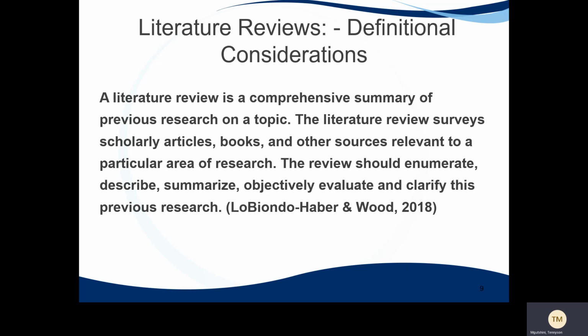Then the research should enumerate, describe, summarize, and objectively evaluate and clarify this previous research. So what we're basically saying is that in your study or in your review, you will give us a sense of the extent to which particular literature exists in relation to a topic. You will describe that literature, you will summarize it, and you will objectively critique each of the different sources of literature to get a sense of what the key arguments are, to get a sense of what has been said or not been said about a topic, to get a sense about what the arguments that exist in relation to that topic are, and those types of things.